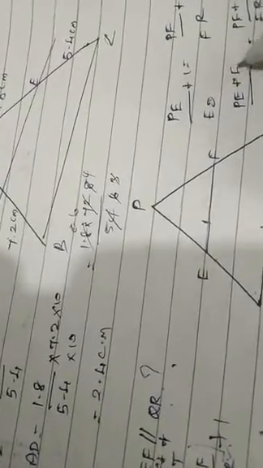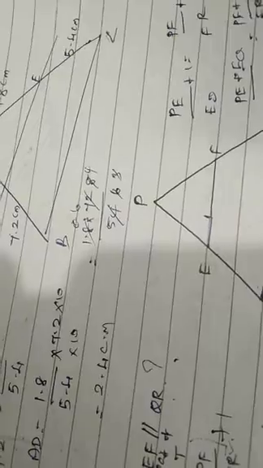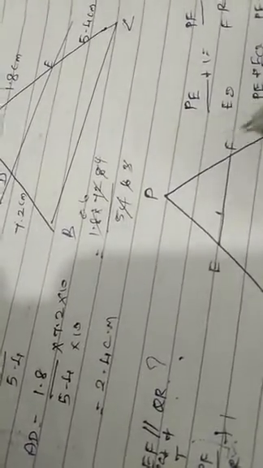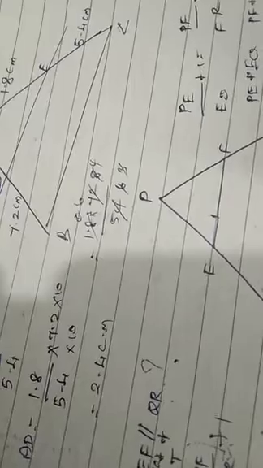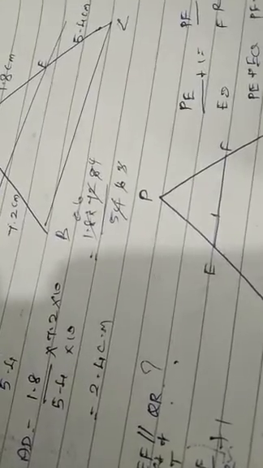Right. Now PE plus EQ is PQ, and FR plus PF is PR. So PQ divided by EQ equals PR divided by FR. Check here, what are the things given?